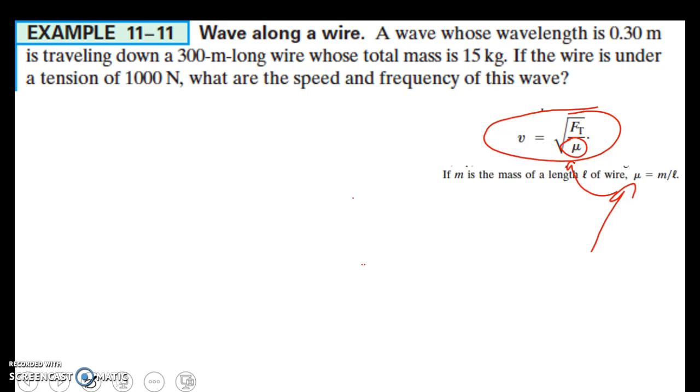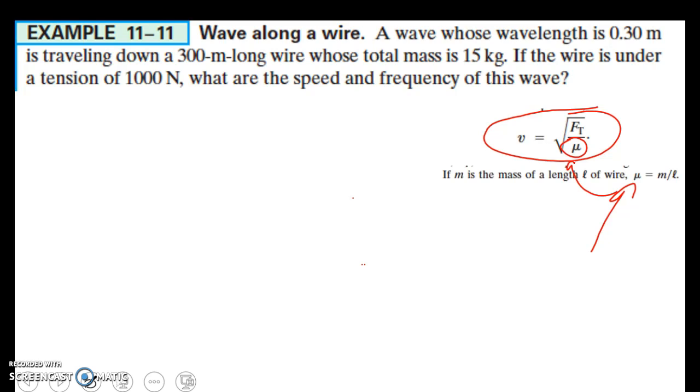So let's take a look here. A wave whose wavelength is 0.3 meters is traveling down a 300 meter long wire whose total mass is 15 kilograms. If the wire is under a tension of 1,000 newtons, what are the speed and frequency of this wave?